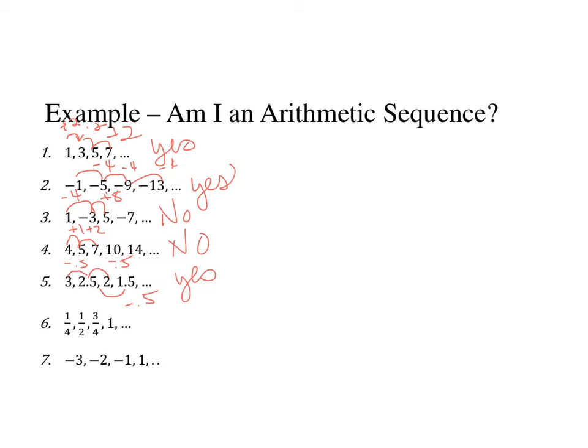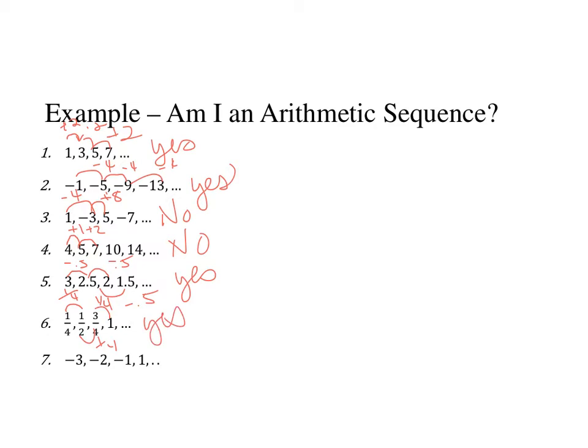Alright, now let's look at the next pattern. 1/2 minus 1/4 is 1/4. Okay, so basically I'm adding 1/4 every time. So 1/2 plus 1/4 is 3/4, and 3/4 plus 1/4 is 1. So yes, this is also an arithmetic sequence with fractions.